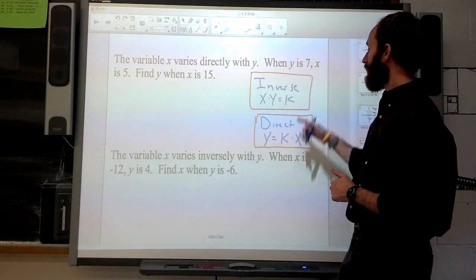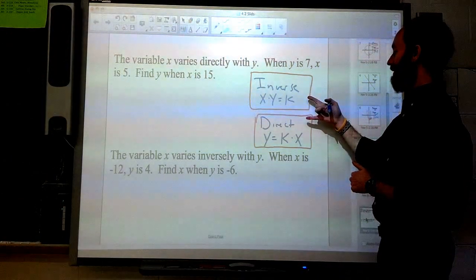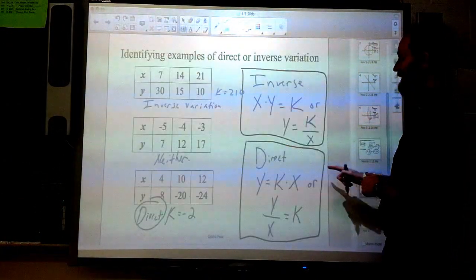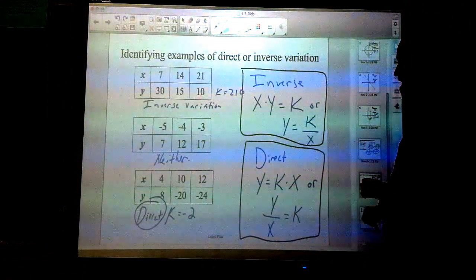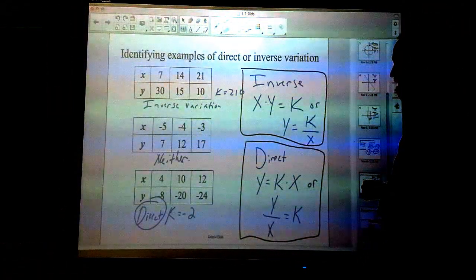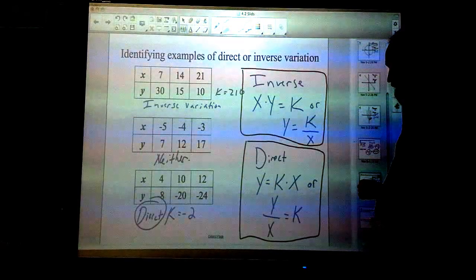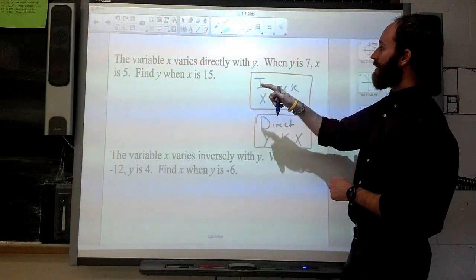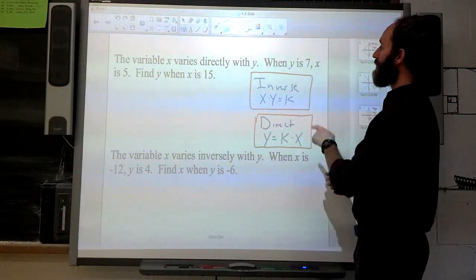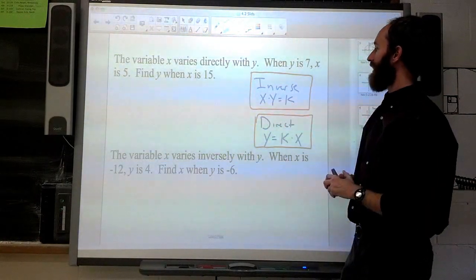Alright, so remember, we could write each one of these in two different ways. I'll go back to the slide that has those written down in two different ways. If you want to copy these down, if you don't already have them, we're going to go to the next slide again. Alright, so the variable x varies directly with y. When y is 7, x is 5.